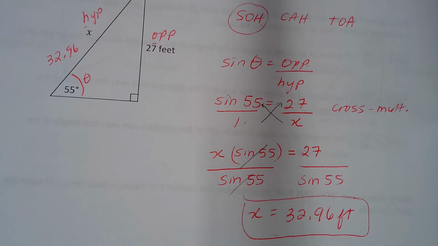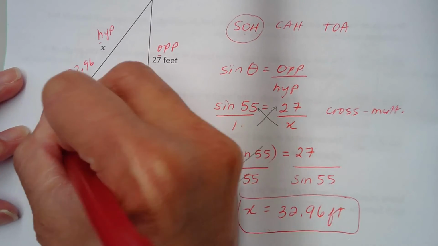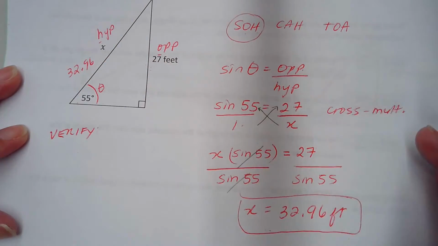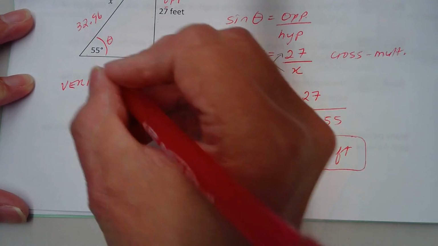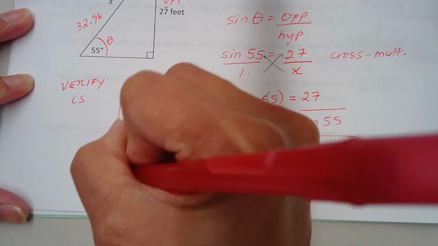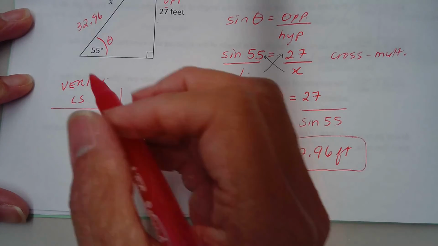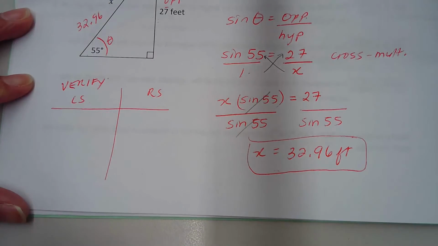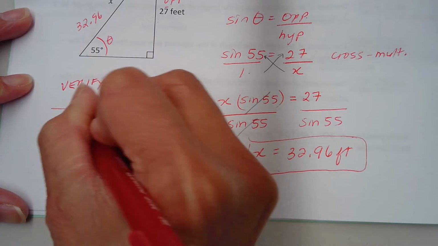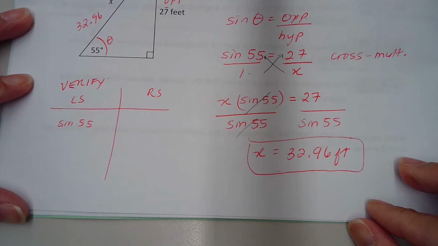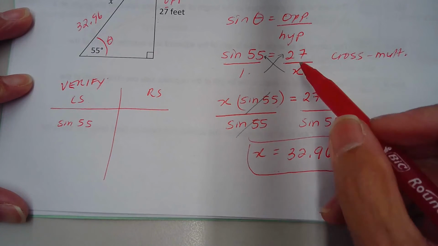Do you remember verifying? So here's what we're going to do. We're going to verify. We're going to check. How did we verify before? Left side and right side. What's on the left side? The left side is sine of 55. What's on the right side?